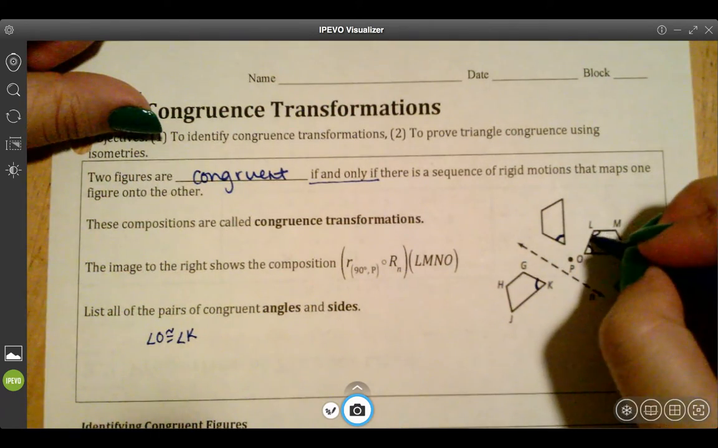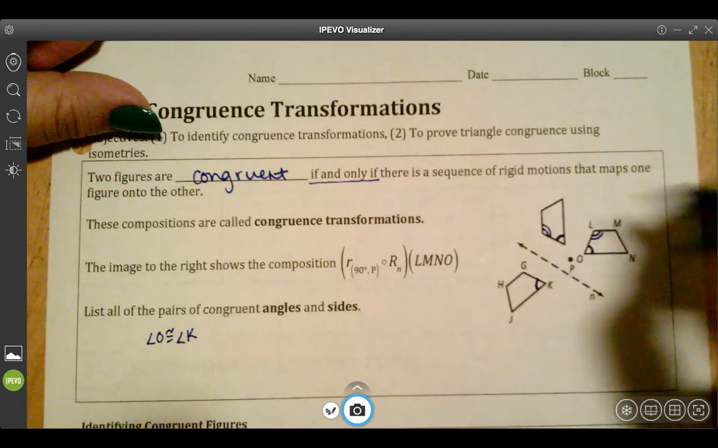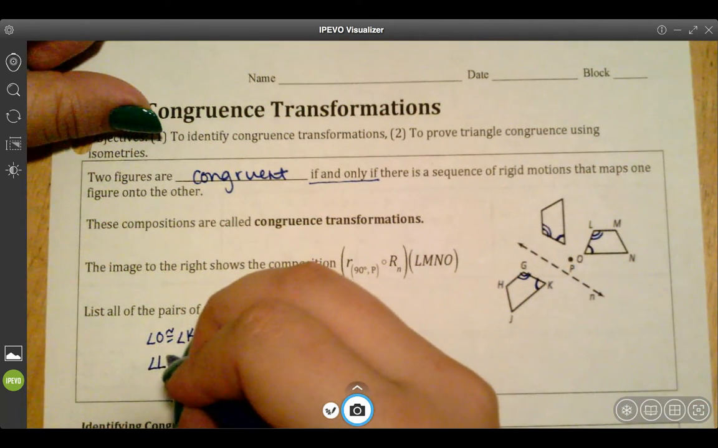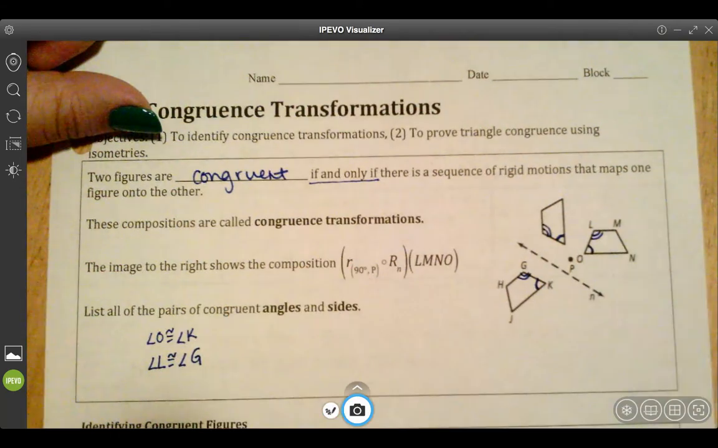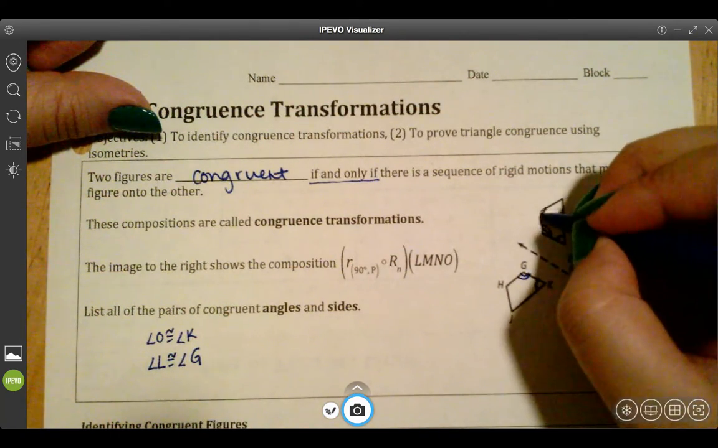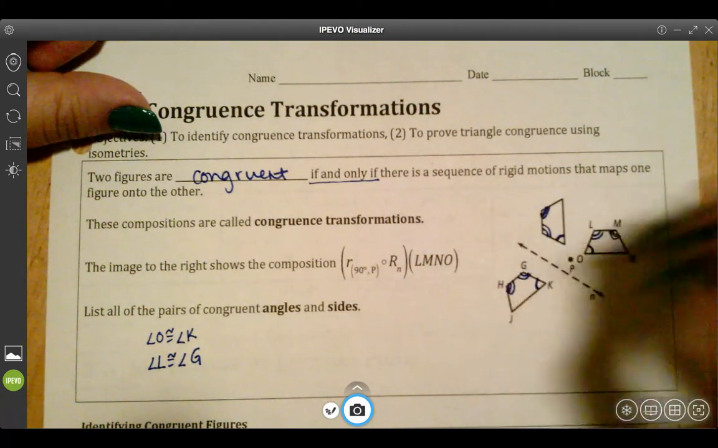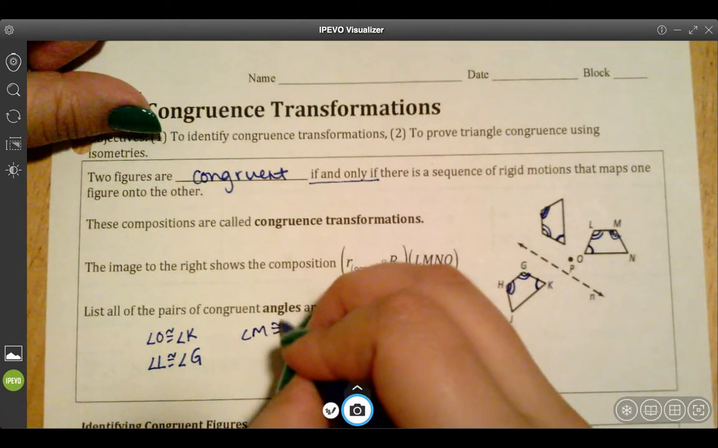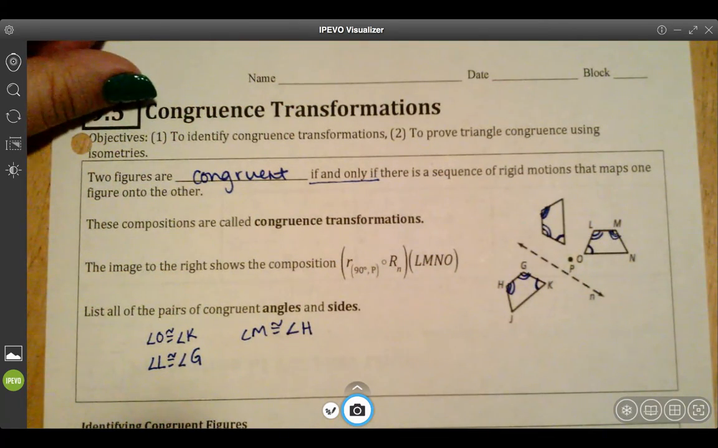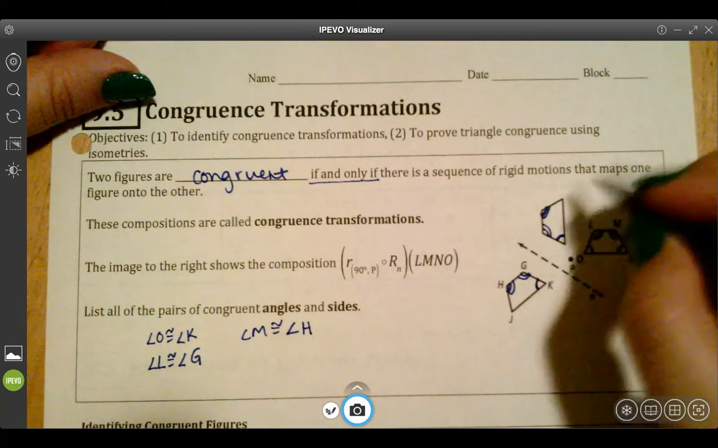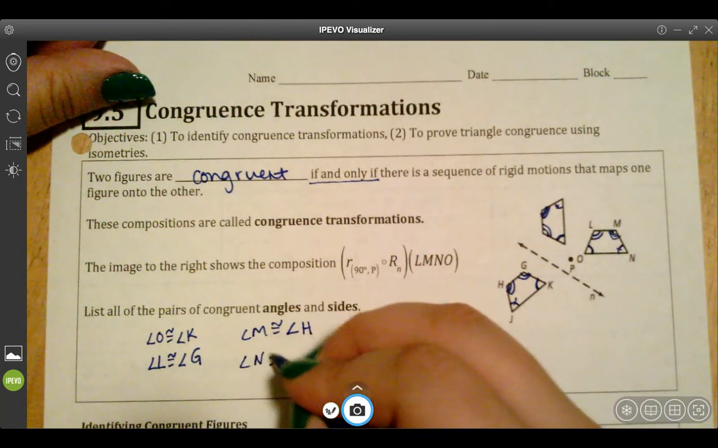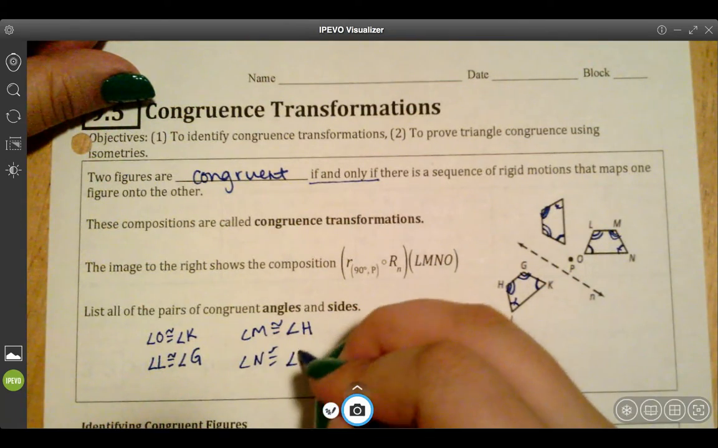Then we'll look at angle L, which was rotated and then reflected. So angle L is congruent to angle G. And then angle M, rotated, reflected. Angle M is congruent to angle H. So see, we're pulling in skills that we've been building up throughout the year. Angle N, here, here. Angle N is congruent to angle J.